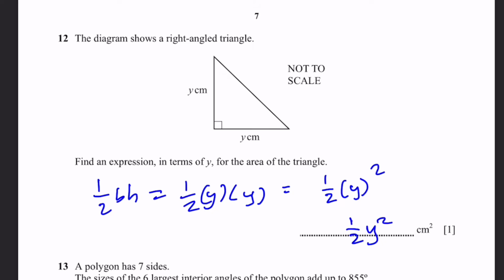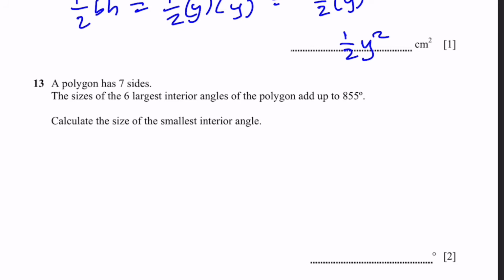That'll be our answer. You can write this as y squared by 2, that's still correct. Question 13. A polygon has 7 sides. The sizes of the 6 largest interior angles of the polygon add up to 855 degrees. Calculate the size of the smallest interior angle.